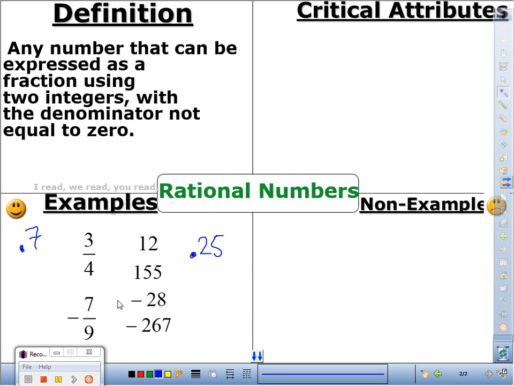Non-examples. Let's see. How about pi, or square root? Pi. How about 3/4 x equals 6. Square root of 6, square root of 8. How about square root of 2? Square root of 5.